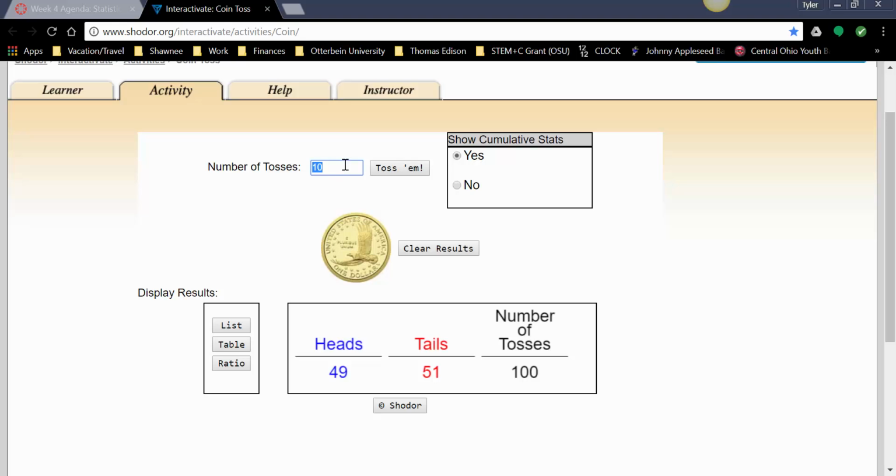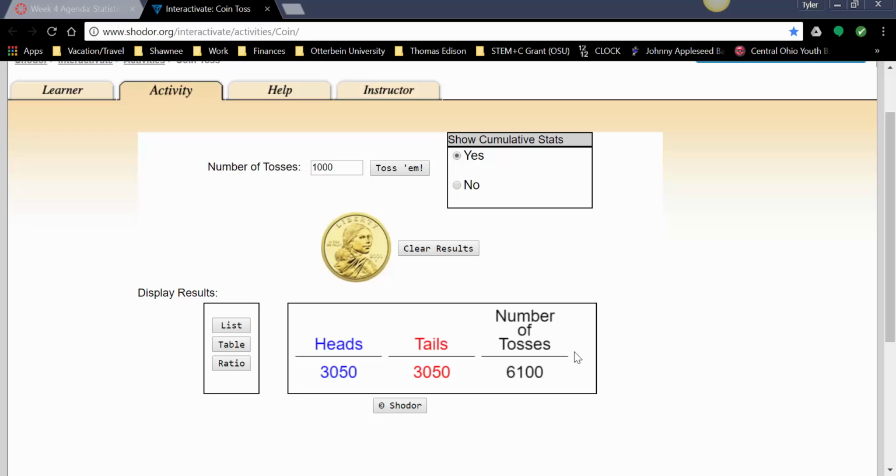So let me type in 1,000 now. Speed this up a little bit. I'll click toss them. You can see now how close it's getting. So we did this 6,100 times, and it's exactly half. Again, the idea here is that if I repeat this an infinite number of times, it'll get closer and closer to the theoretical probability.